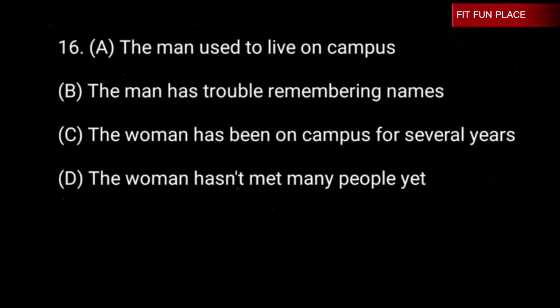Number 16. Hi, Barbara. How are things? Have you gotten used to campus life yet? I guess I have, but you are the first person I've run into all day who knows my name. What can be inferred from the conversation?